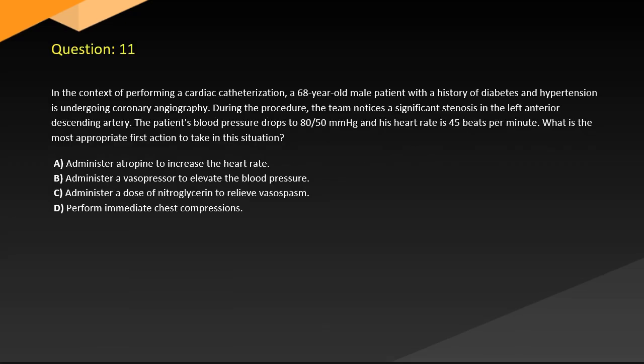Question 11. In the context of performing a cardiac catheterization, a 68-year-old male patient with a history of diabetes and hypertension is undergoing coronary angiography. During the procedure, the team notices a significant stenosis in the left anterior descending artery. The patient's blood pressure drops to 80/50 mmHg and his heart rate is 45 beats per minute. What is the most appropriate first action to take in this situation?